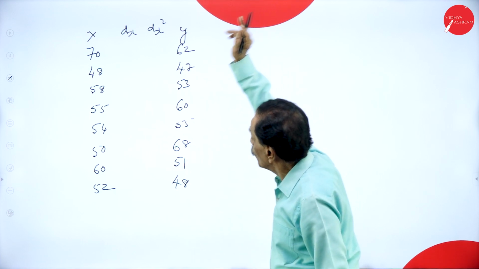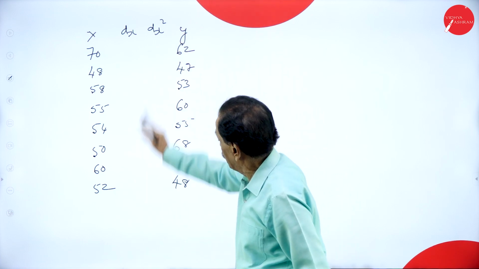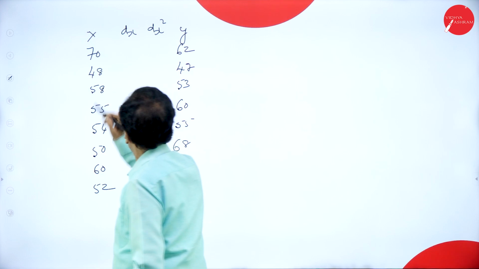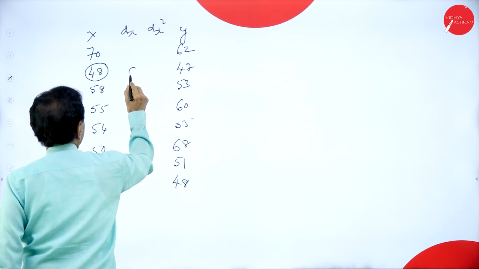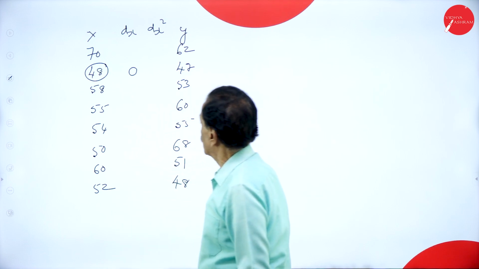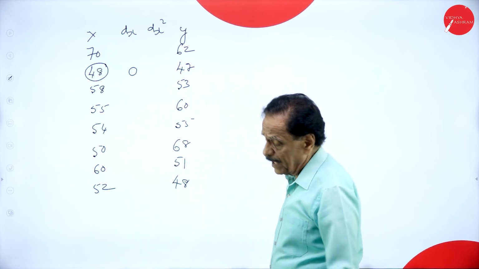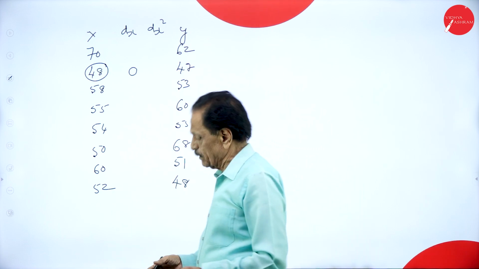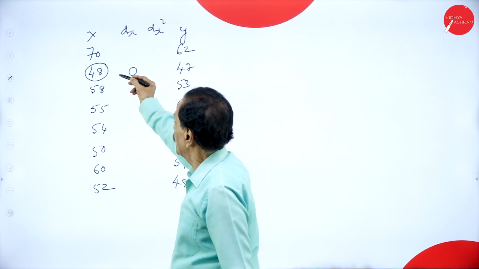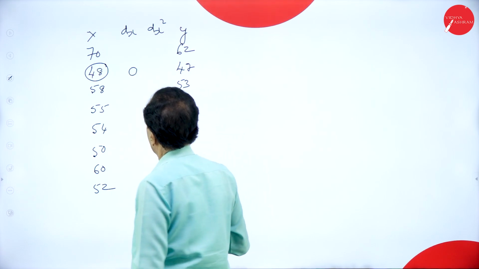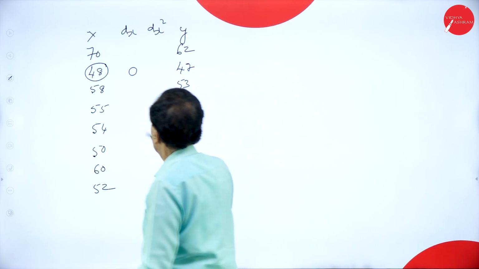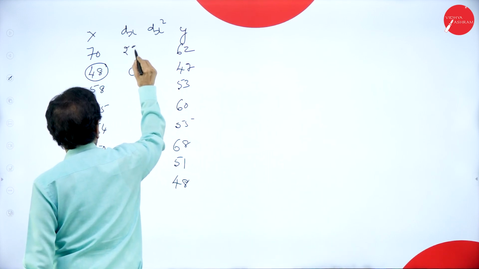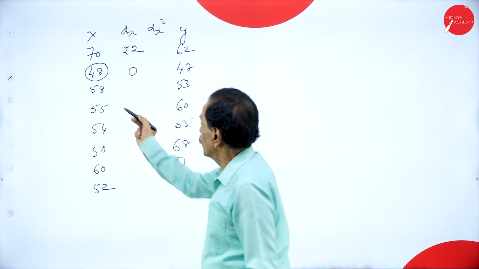Which is the lowest number we look for here? 48. Put 48 equal to 0. The lowest number is 48. So what's the difference? 70 minus 48 plus 2 is 50, plus 20, this is 22. The difference. How much more is 58?